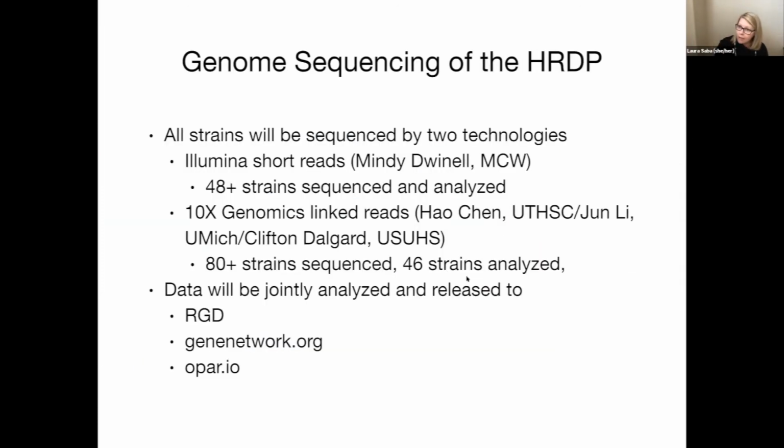But on top of all the work that Hao's done with getting that new version of the rat genome pushed through, both he and Mindy have been working on getting the full genome sequence of the HRDP. So not just markers, not just a set of SNPs everywhere, or SNPs every few megabases, but actually getting the full sequence of each one of these strains to really improve both our mapping and our ability to really dive deep into some of the QTLs that we identify.